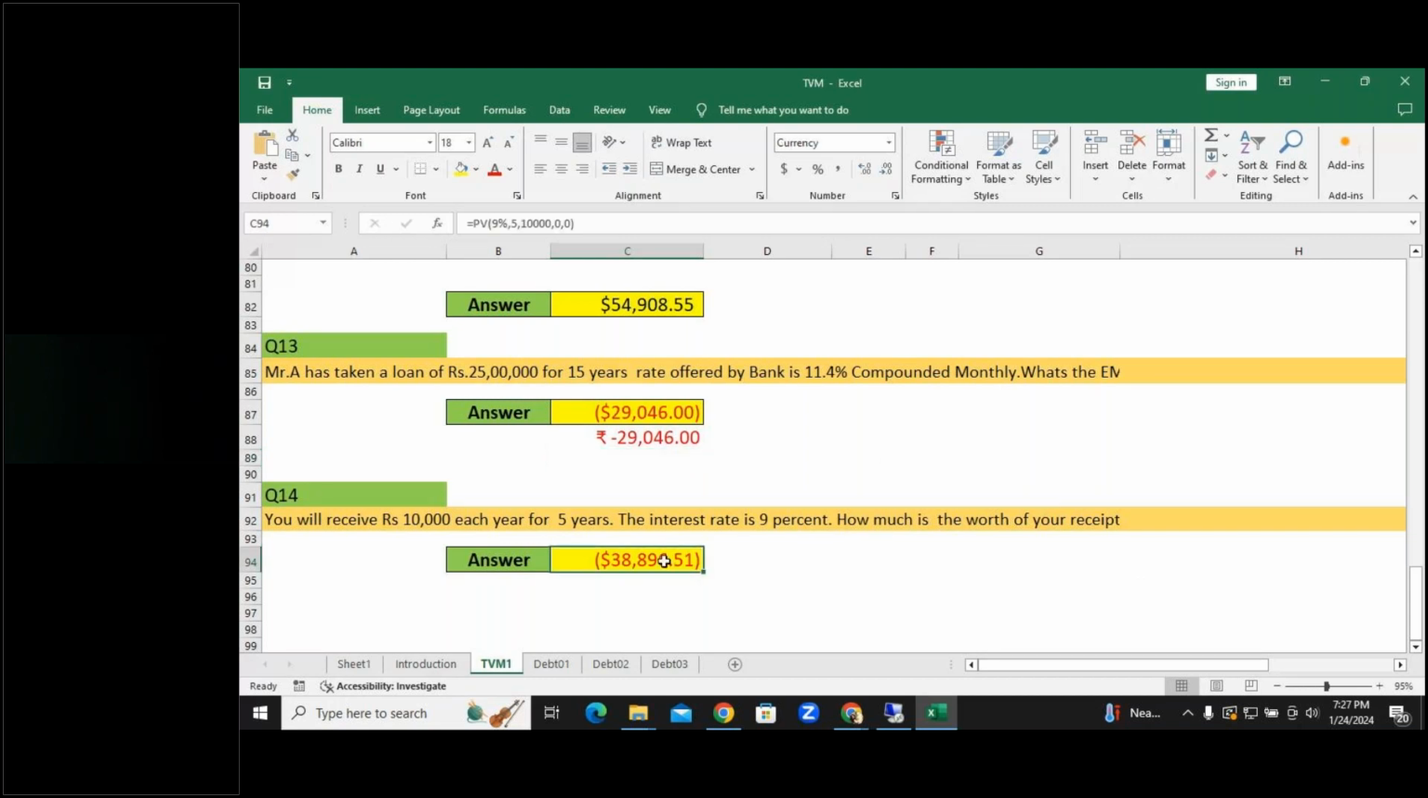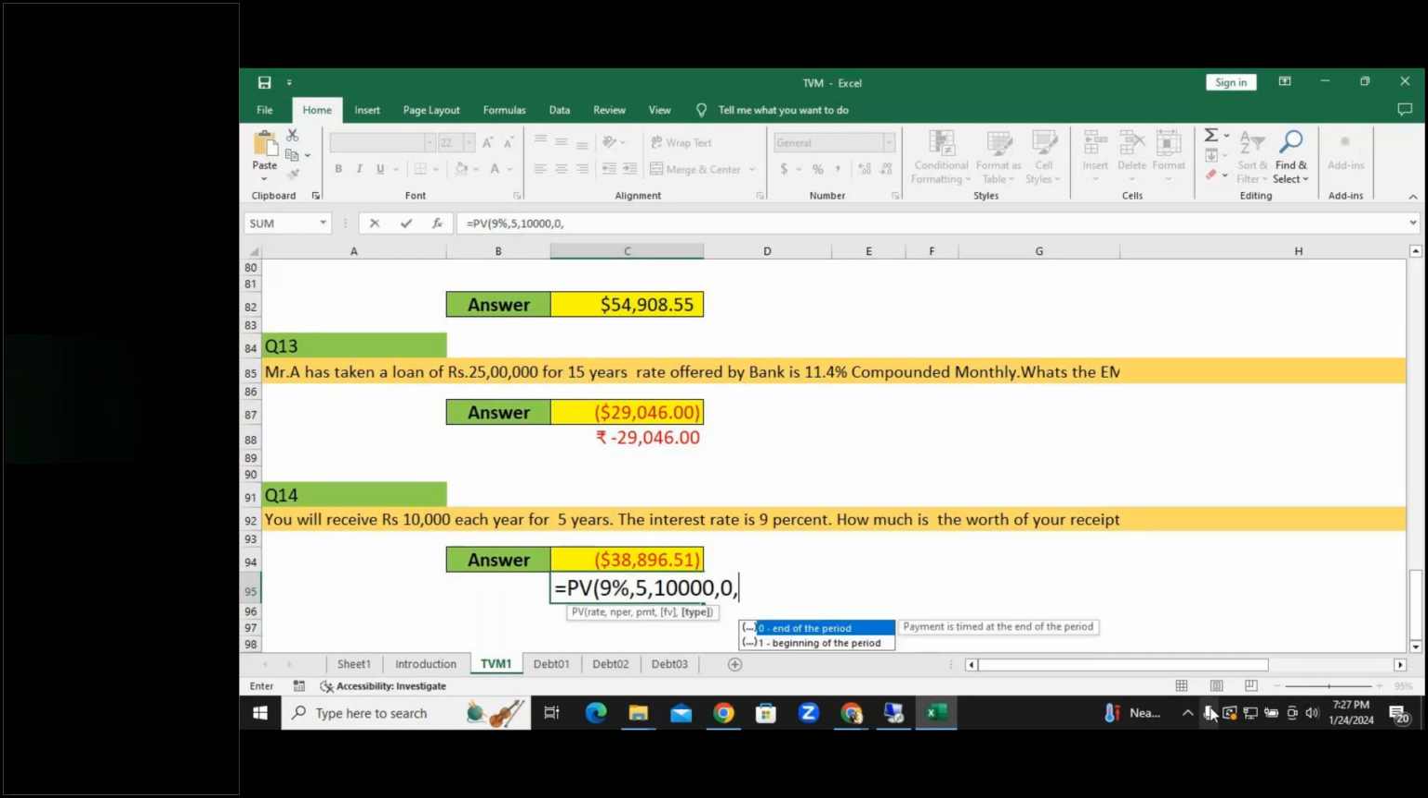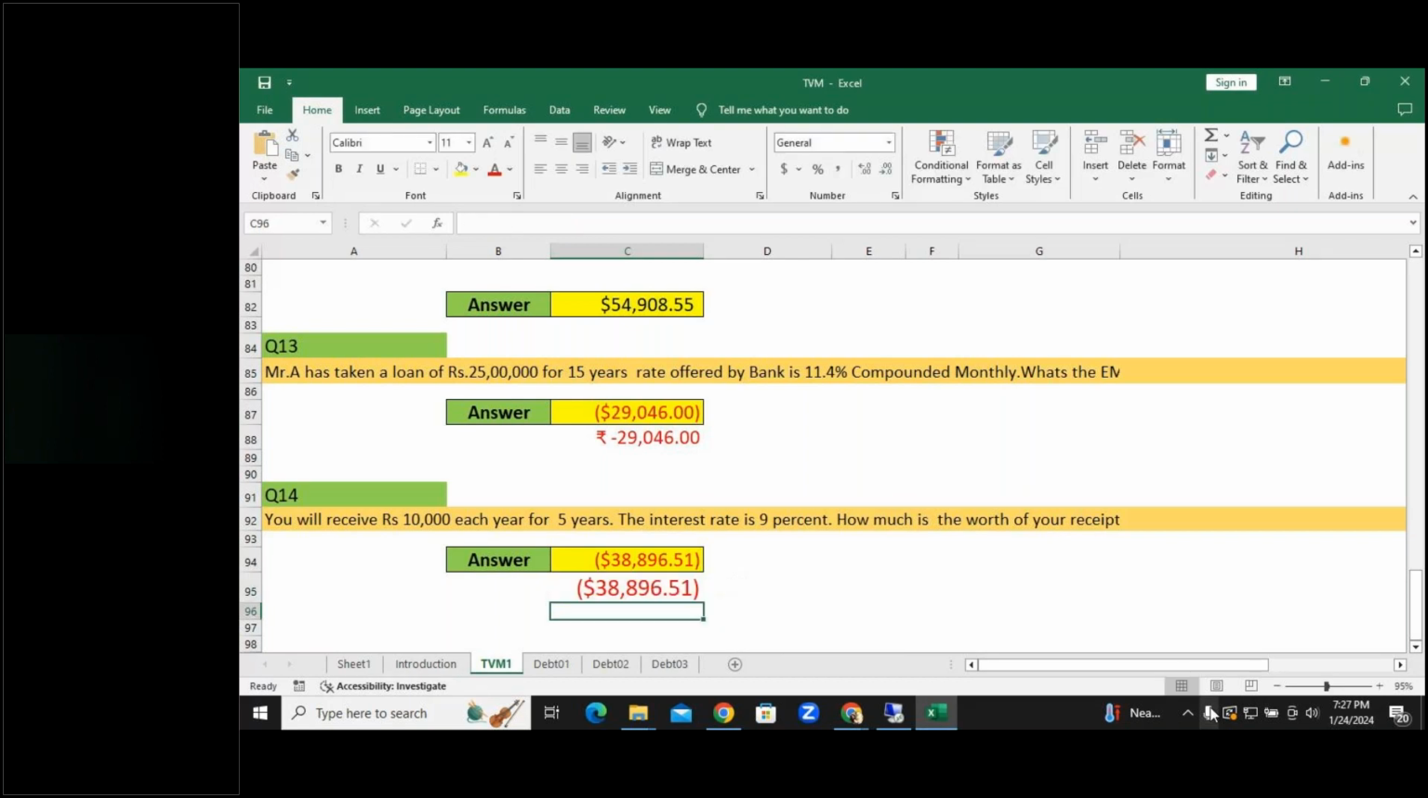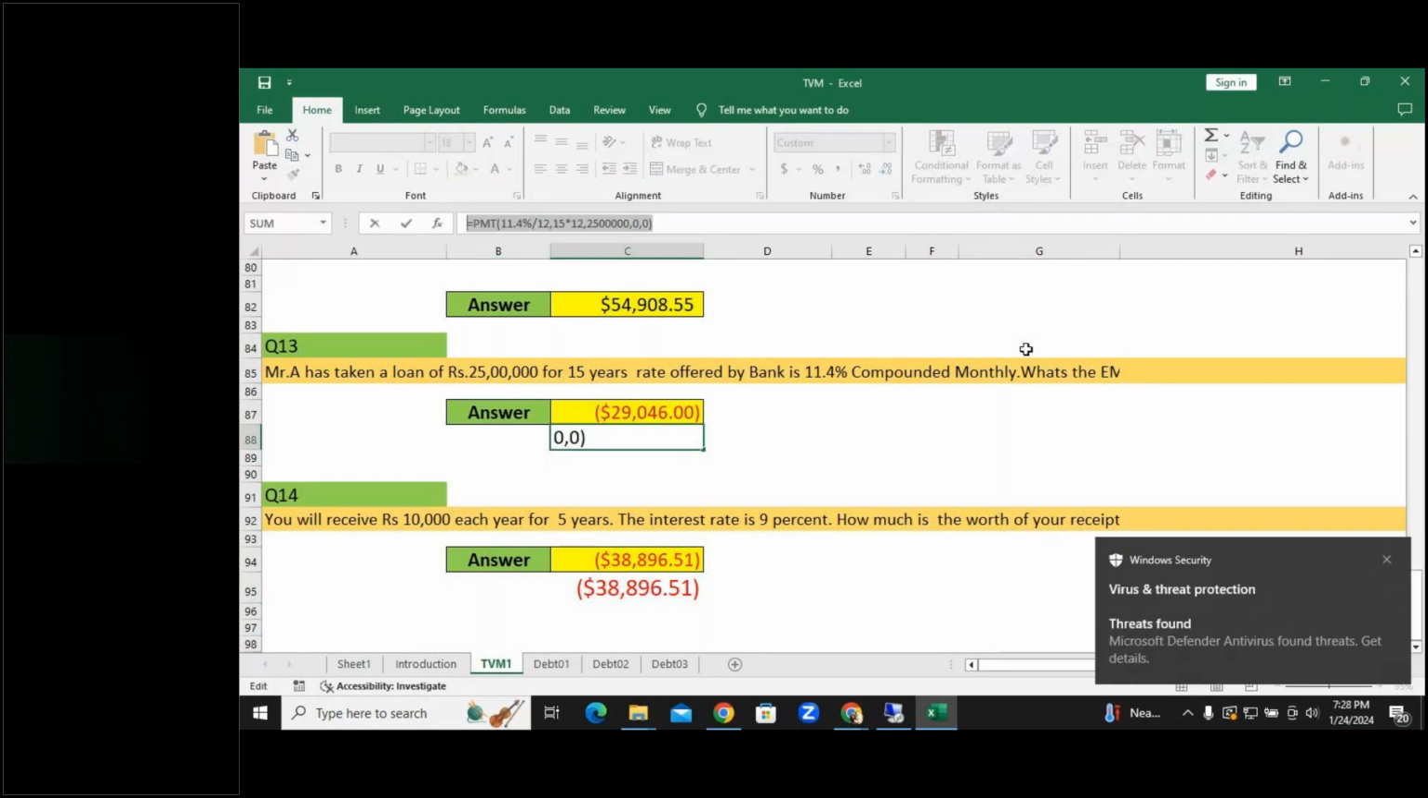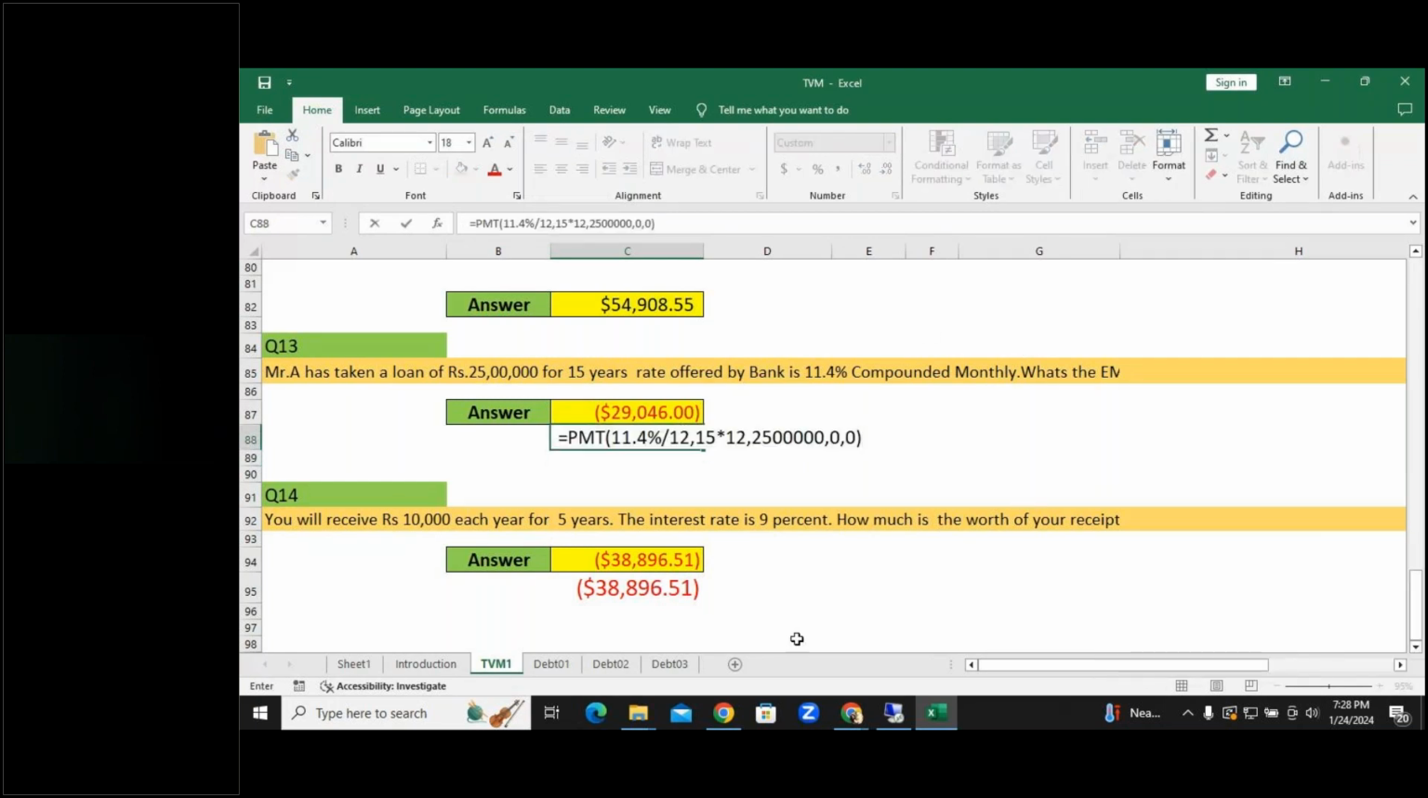So for this I have to calculate the PV, that is present value. Equals PV, open the bracket, rate is 9%, comma, N per is for 5 years, comma, PMT is I am getting 10,000 rupees, comma, future value, so I put it as 0, comma, 0. So it is 38,896 worth bill. Okay, so I wanted you people to try with this. With this too. So after this we will move to debt amortization.